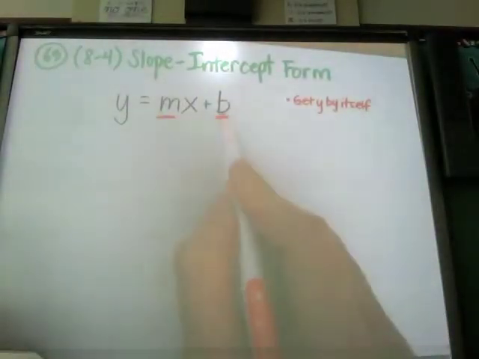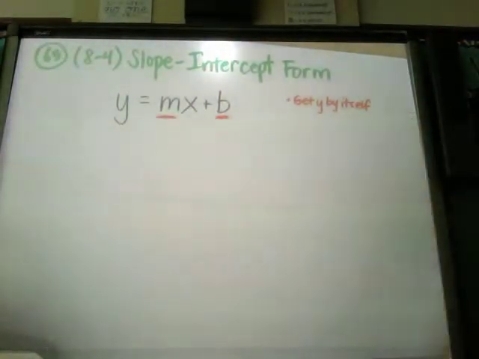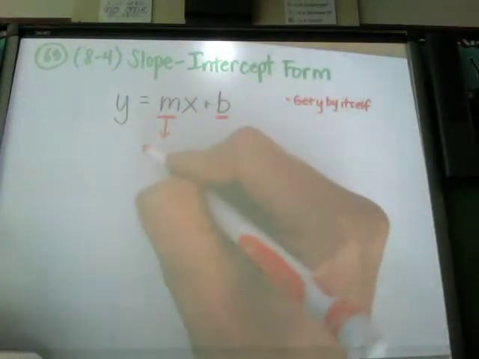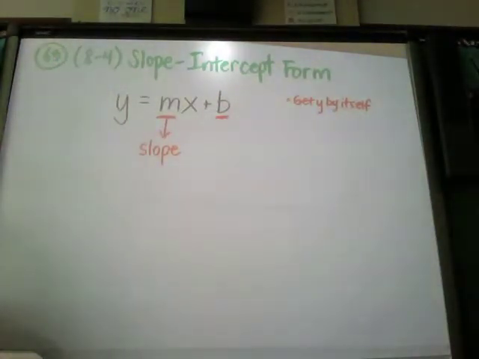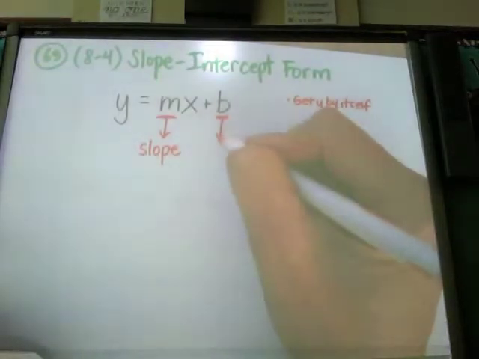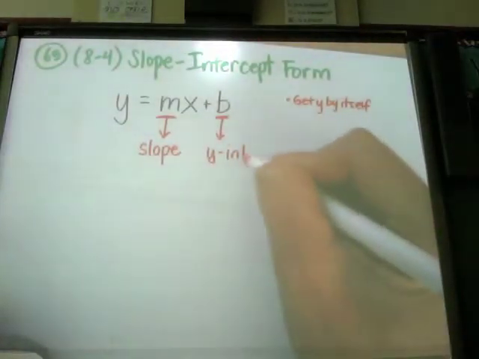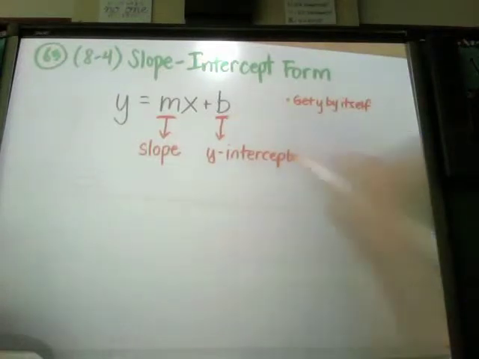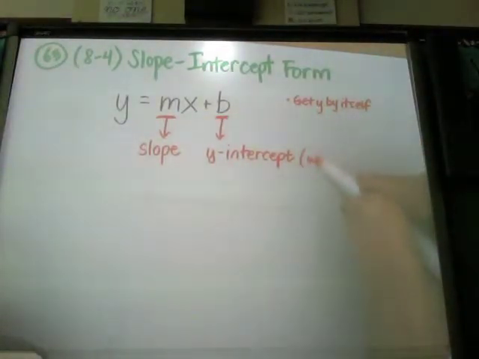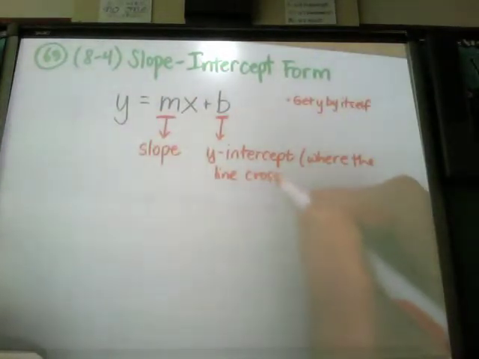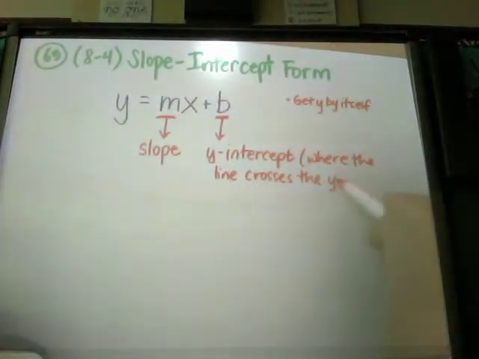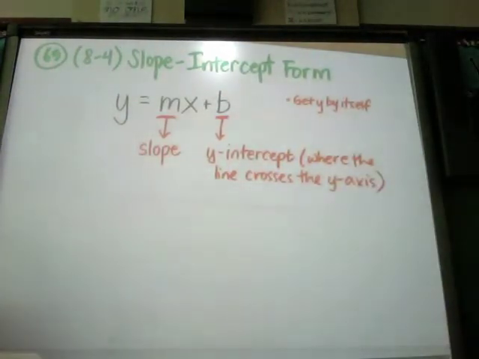And the m and the b will be replaced with numbers. Right now those are just placeholders. M will be the slope, so we'll replace it with the number that we get by finding the slope. And b will be a number that is the y-intercept, which means where the line crosses the y-axis, where it intercepts or crosses the y-axis.